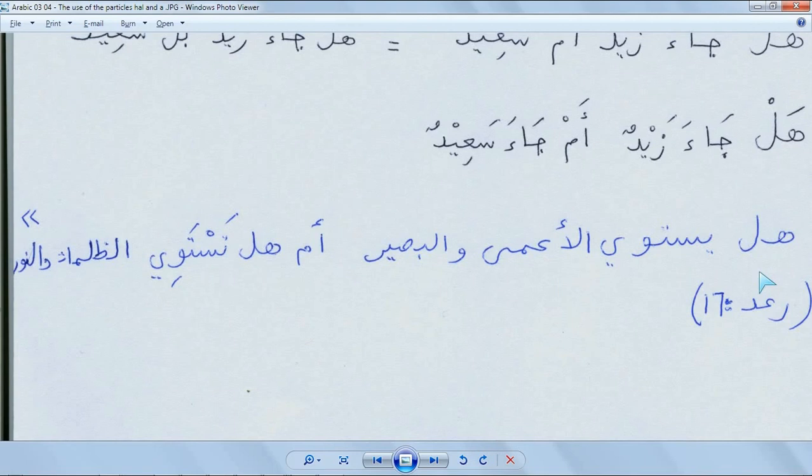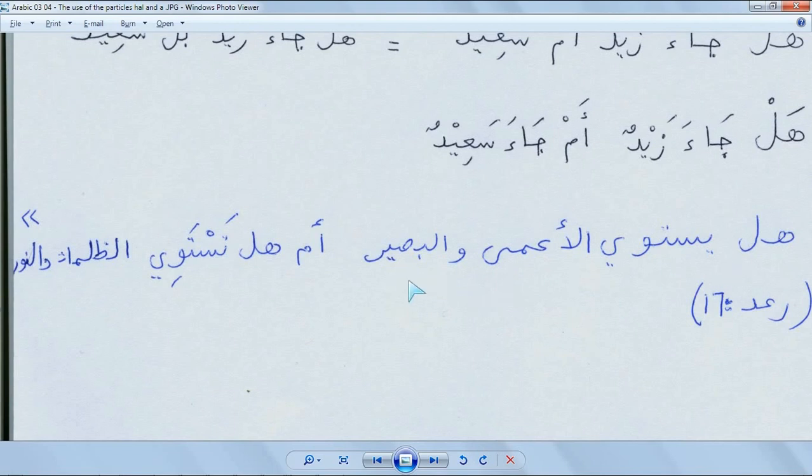أعوذ بالله من الشيطان الرجيم. Allah subhanahu wa ta'ala says, هل يستوي الأعمى والبصير أم هل تستوي الظلمات والنور. So it's part of an ayah where the question is being asked. يستوي means to equal. هل يستوي, does this equal? What equals what? Al-a'ma, blindness, wal-basir, sightedness. Is being blind the same as being sighted?